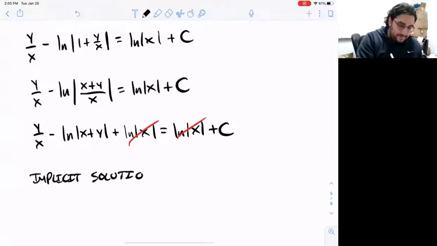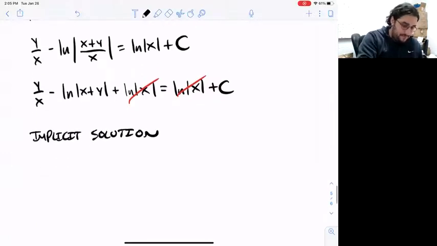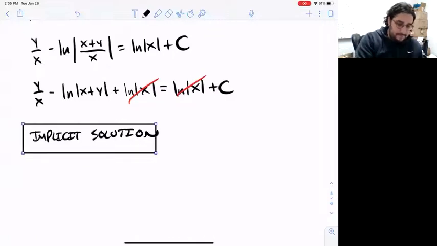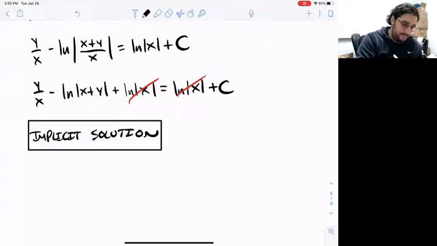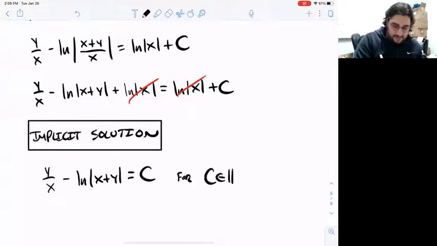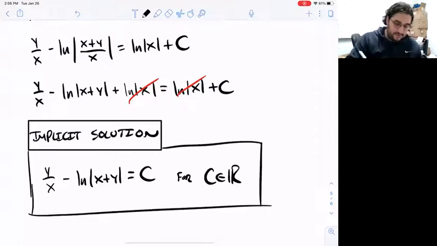So this, right, this is our implicit solution, right? It is going to be y over x minus log of (x plus y) equals c, right, for c being some real number, right? So this is our implicit solution here.